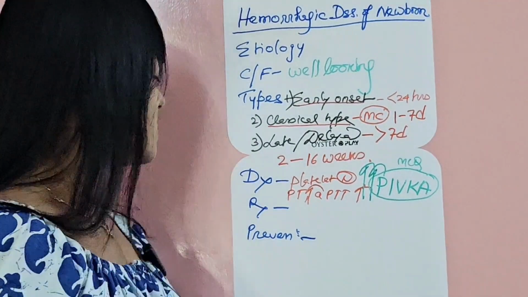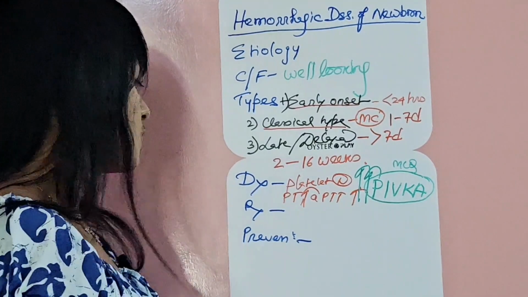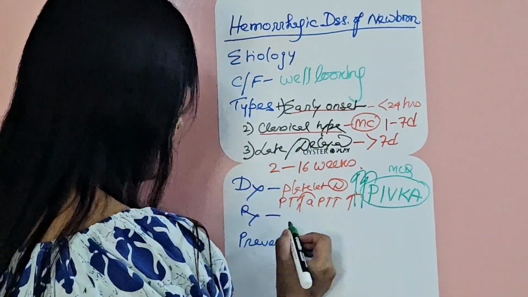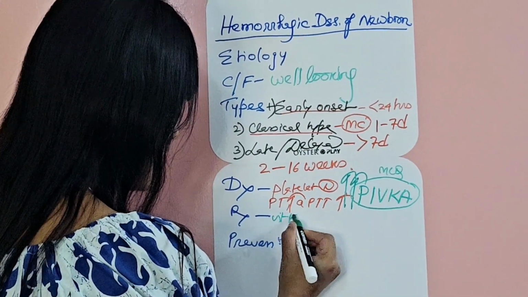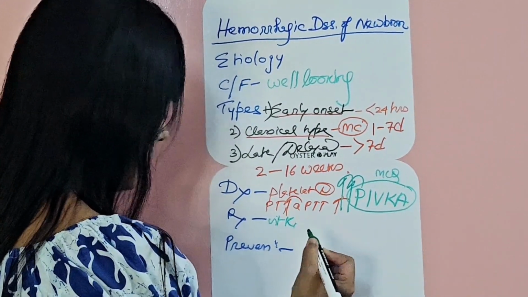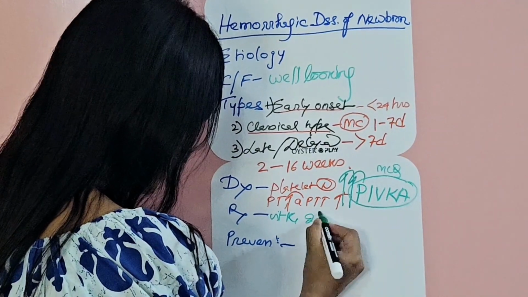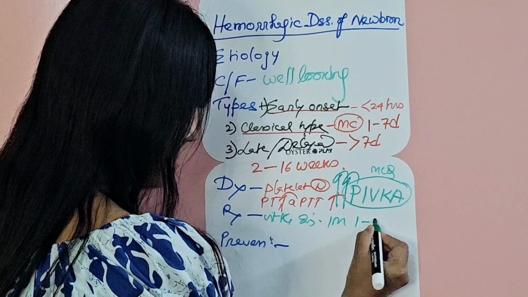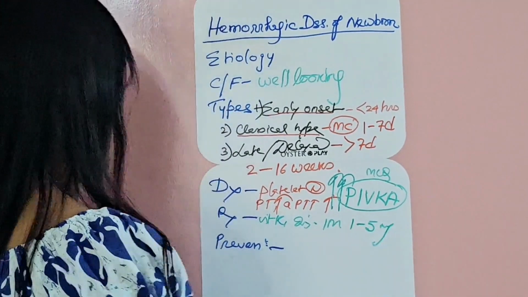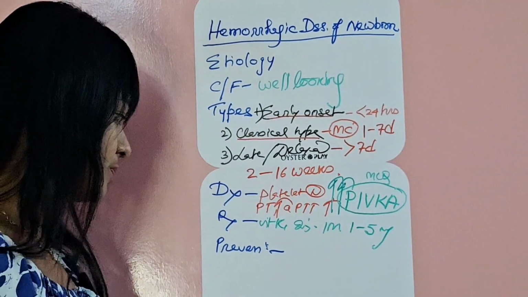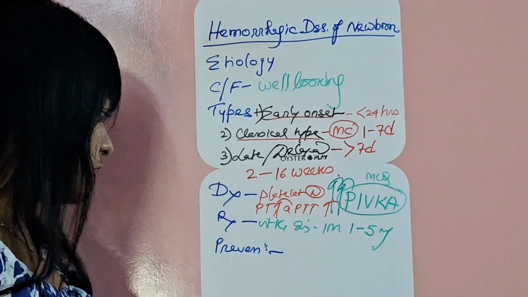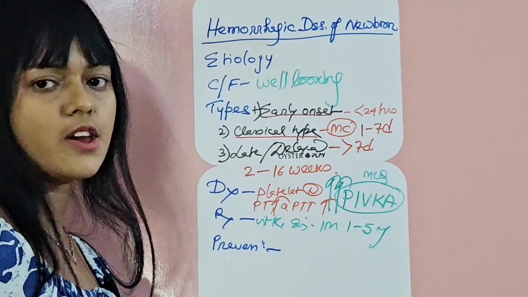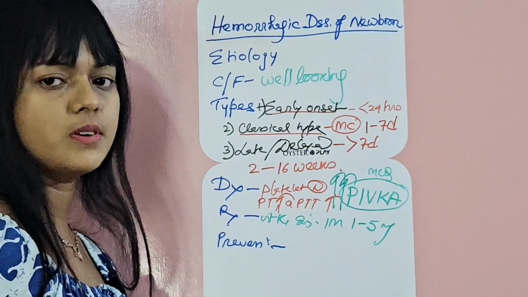So, moving on to the treatment. What type of treatment are you going to give? It's very simple. Just give vitamin K1, injectable IM. And what is the dose? 1 to 5 milligram. Clear? So that is the treatment, and if there are any active bleeds, then you will transfuse FFP. What is FFP? Fresh frozen plasma.